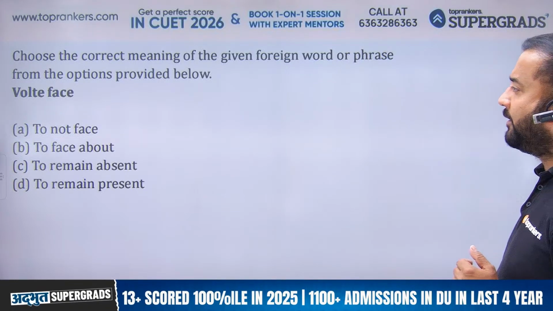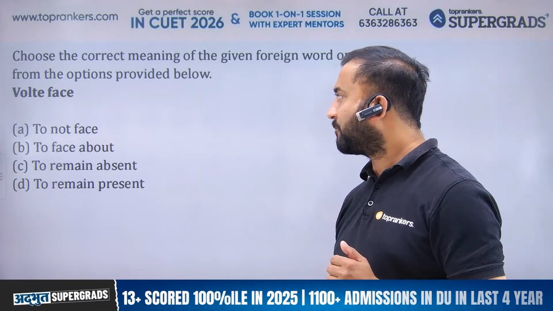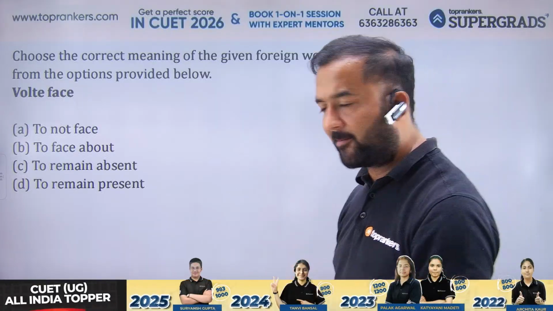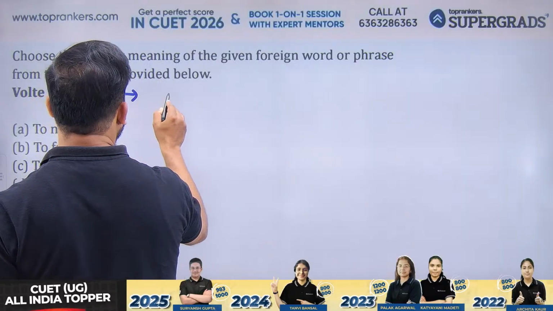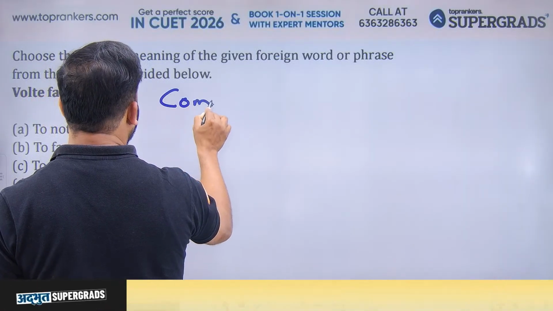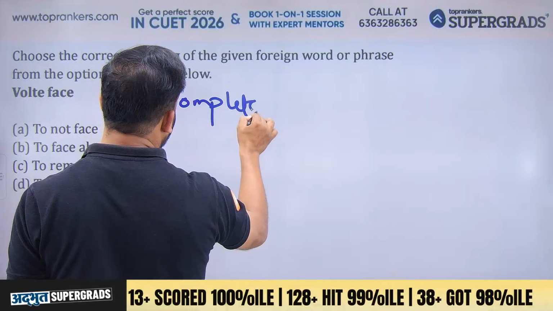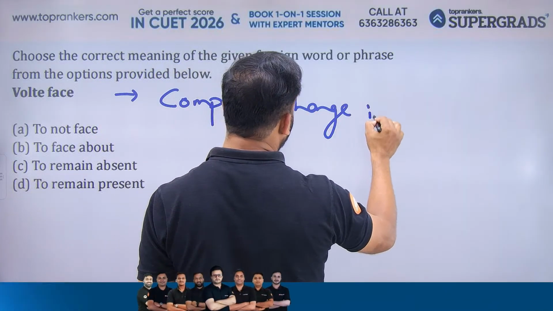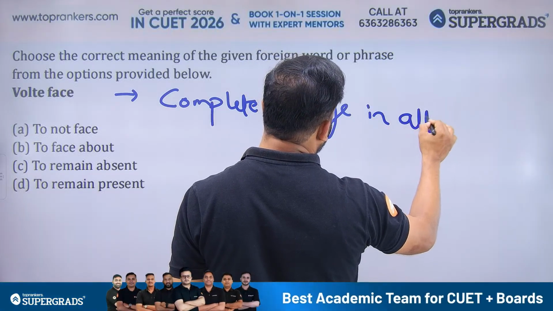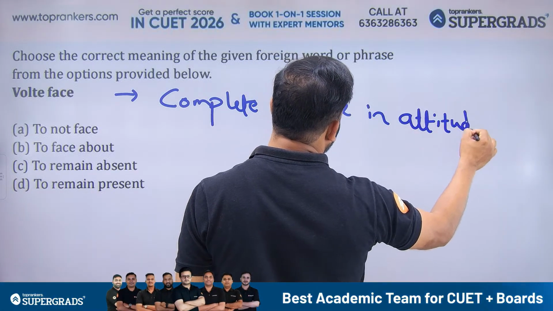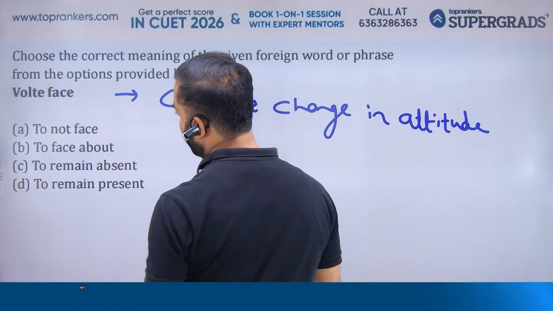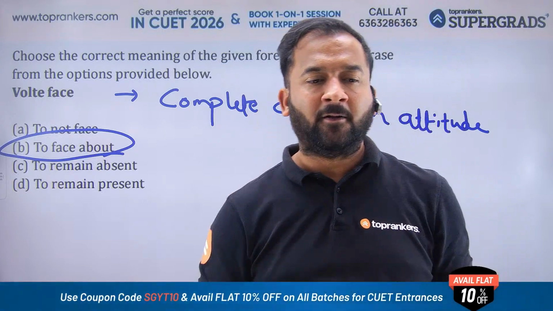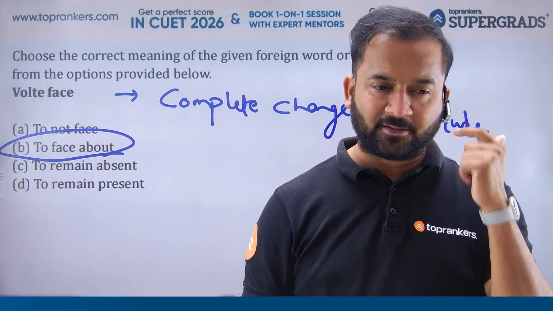Next up we have volte face. Volte face means someone has made a complete turnaround, a complete change in attitude. Complete change in attitude is volte face. So to face about. Face about is like about turn. About turn. Perhaps you have read it. That is what this means.